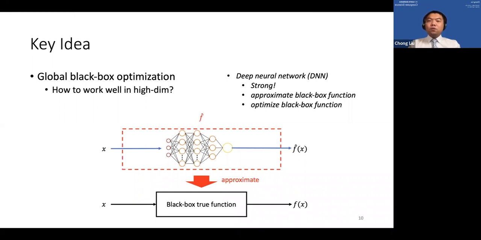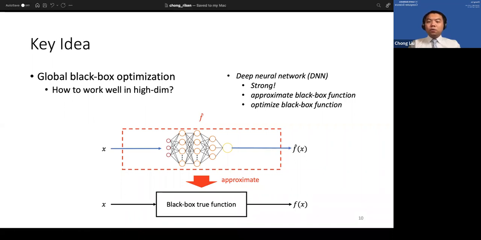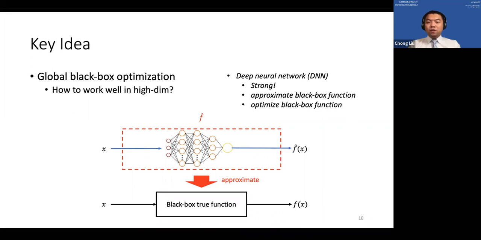It does not make the Gaussian process assumption as in Bayesian optimization. Instead, we use a deep neural network to approximate the black box function and then do the optimization. This is the key idea.